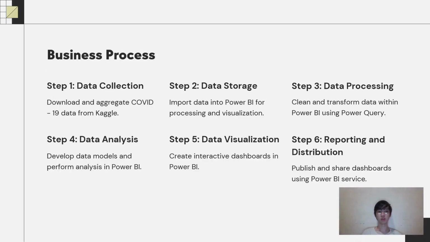Next is business process. There are 6 steps. First step is data collection. Download and aggregate COVID-19 data from Kaggle. Step 2 is data storage. Importing data into Power BI for processing and visualization. Step 3, data processing. Cleaning and transforming data within Power BI using Power Query.